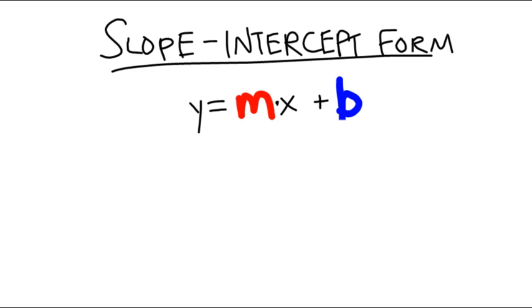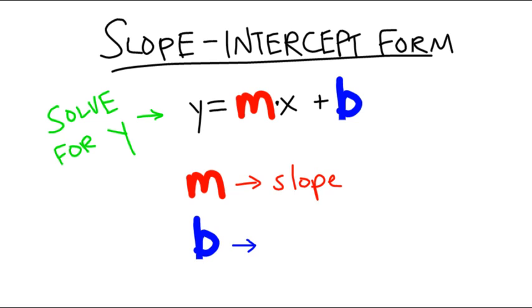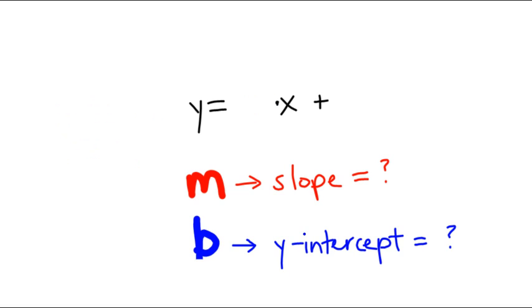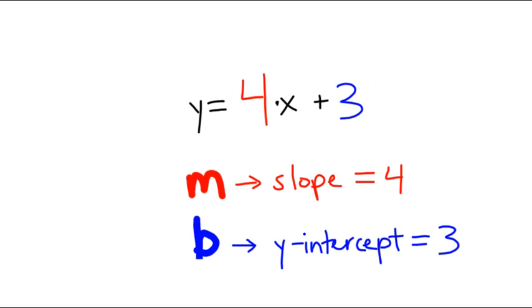Slope-intercept form, y equals mx plus b. That's the generic way to say it. And make sure it has to be solved for y when you're doing this. What the m and the b stand for are slope and y-intercept. So if I were to plug in a couple numbers, say 4x plus 3, my slope would be 4, my y-intercept would be 3. Here's where the 4 came from, here's where the 3 came from.